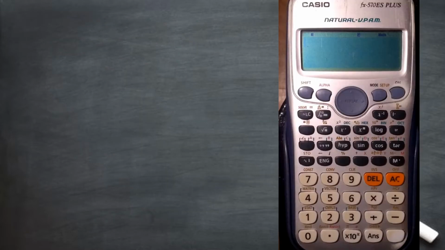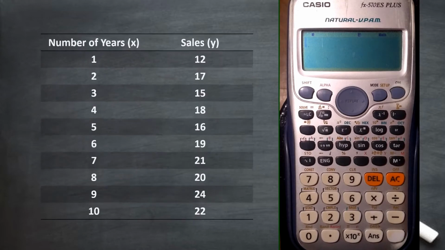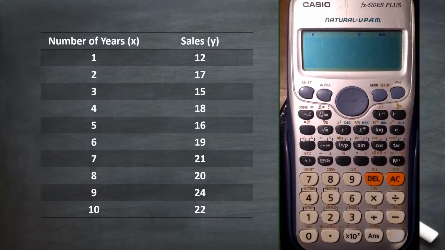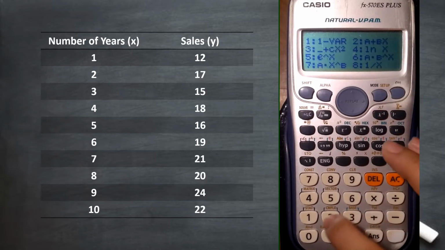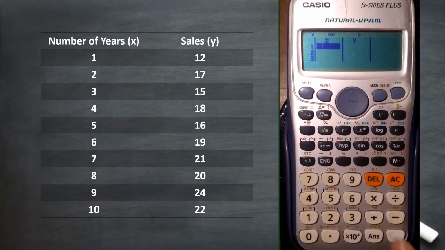Now that we have the values for A and B po, all you have to do is substitute those values in the regression analysis equation so that we can determine the values for Y given the value of X. Problem number 5. We input all the values for X and Y first. So mode, tapos stat, tapos A plus BX.